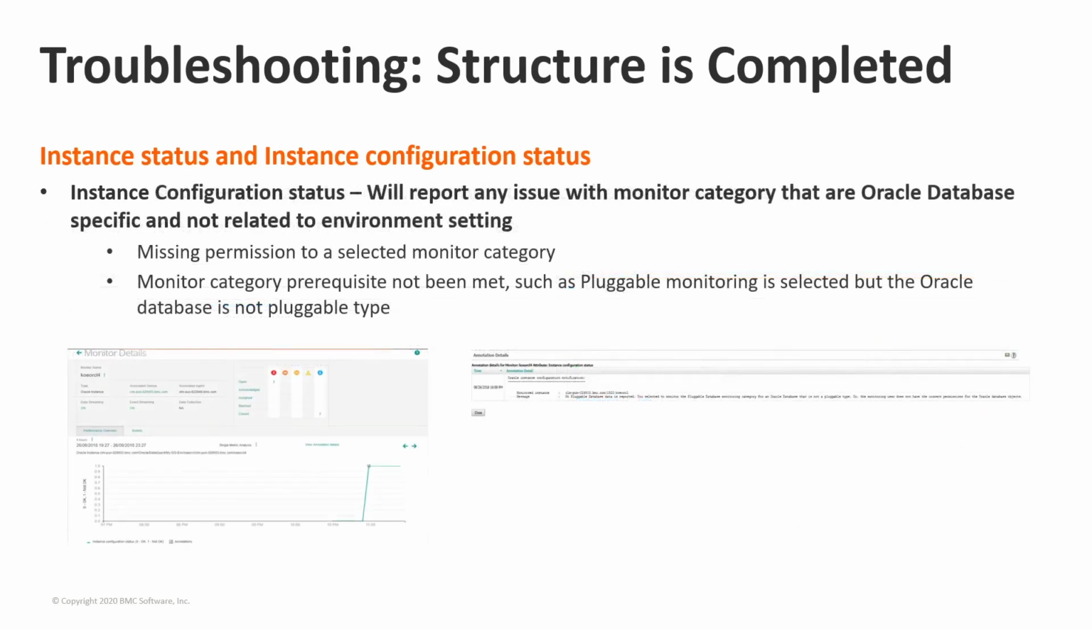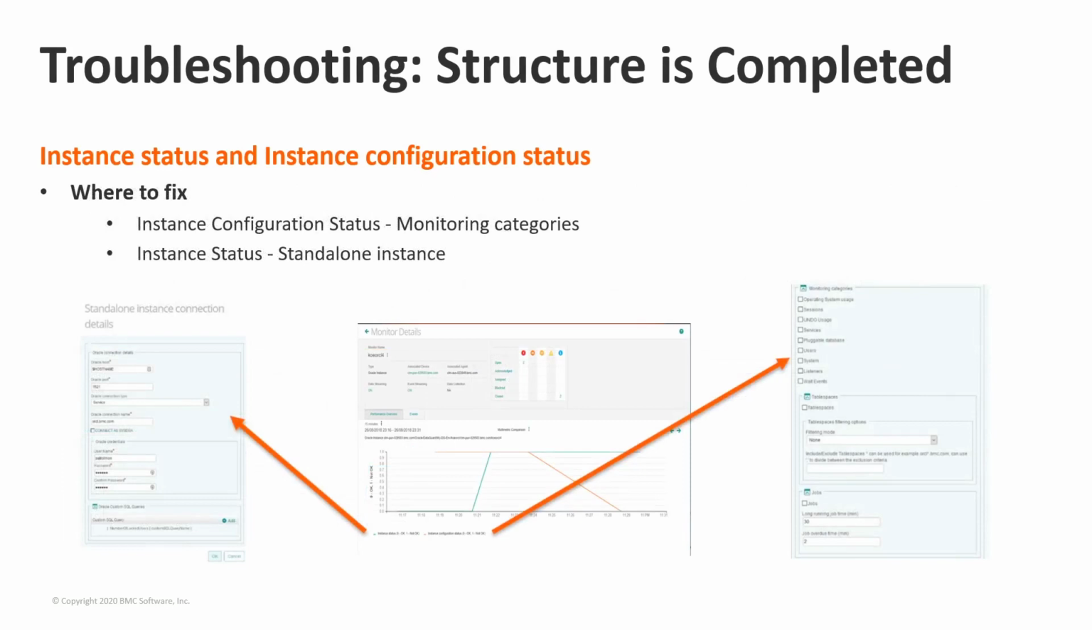Instance configuration status will report any permission error to monitor any of the selected categories at a specific instance. That is why this metric is at the instance level and not at the environment level. If you have many instances under the same host and only in one of them permission to monitor jobs may be missing, or if pluggable category is selected and the database is not pluggable, you will get the annotation on this attribute. With this in mind, you will know what you have to fix and where, as you can see in this slide.